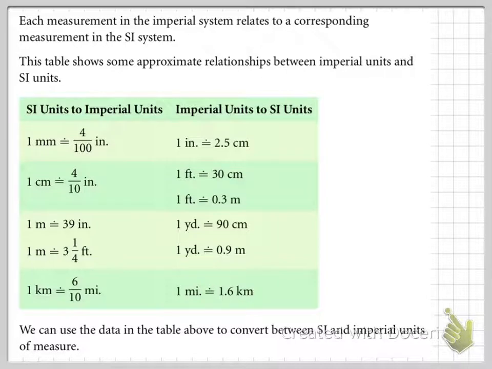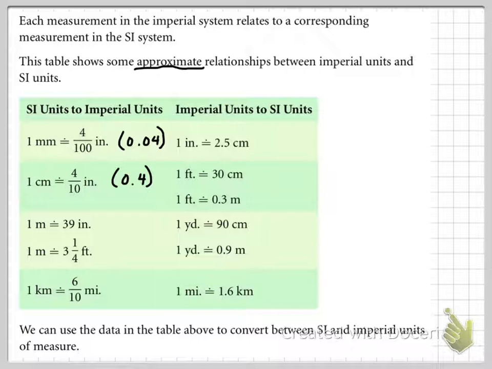Each measurement in the imperial system relates to a corresponding measurement in the SI system. This table shows some approximate relationships between the imperial units and SI units. For instance, 1 millimeter is approximately 4/100ths of an inch. And we're talking about approximates here. All of these are going to be approximates. So if we said 4/100ths of an inch, that's also the same as 0.04 of an inch. And 1 inch is approximately 2.5 centimeters. 1 centimeter is approximately 4/10ths of an inch, which is 0.4 inches.